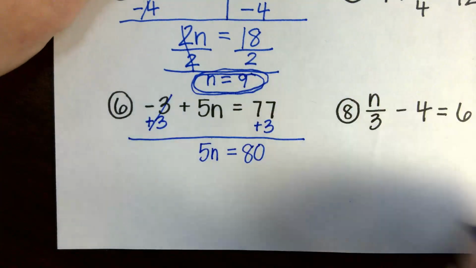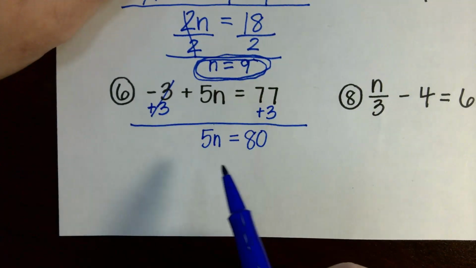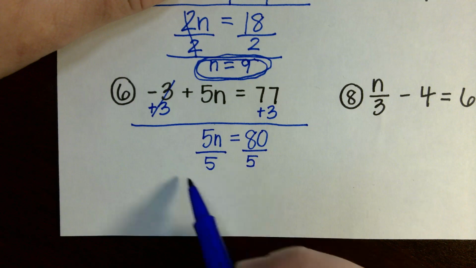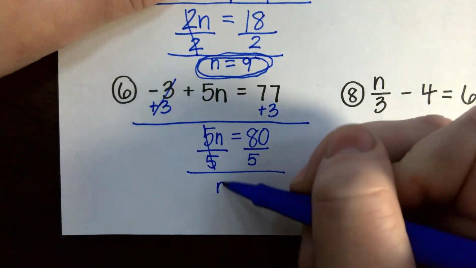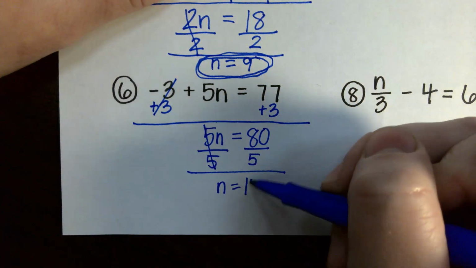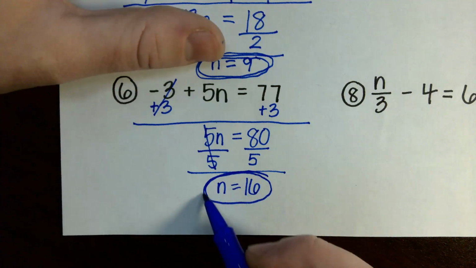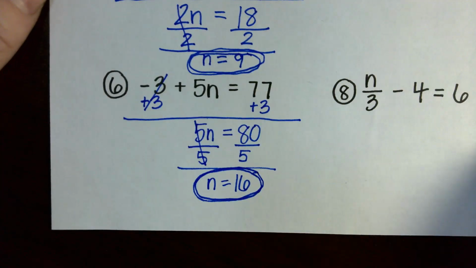80. All right. Now we have 5n equals 80. What's next? Divide. Good job, guys. Divide by 5 on both sides. The 5's are going to cancel, and we get n equals 80 divided by 5 is 16. Good job. All right. Any questions on 6?